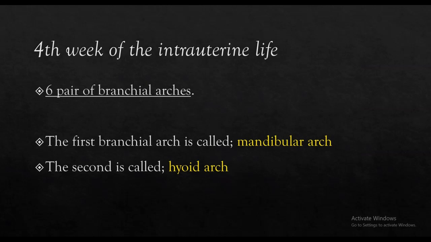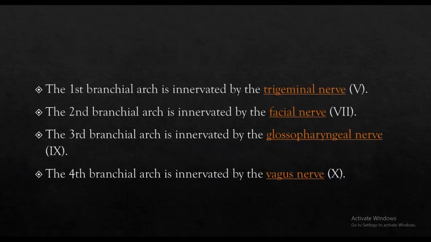There are 6 distinct pairs of branchial arches, but only 4 are seen. The 5th and the 6th ones disappear soon after their formation. The first branchial arch is called the mandibular arch, and the second is called the hyoid arch. Each branchial arch is innervated with a specific nerve and contains groups of cells to be differentiated into various anatomic units.